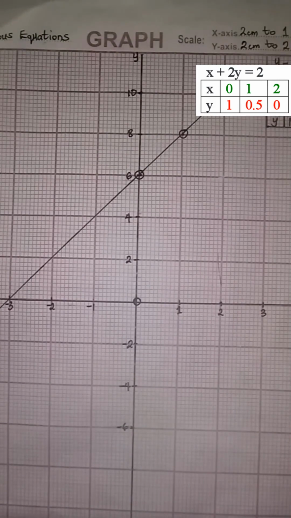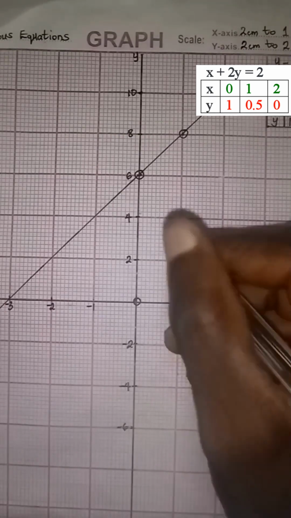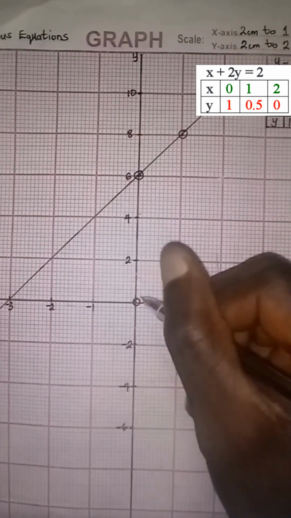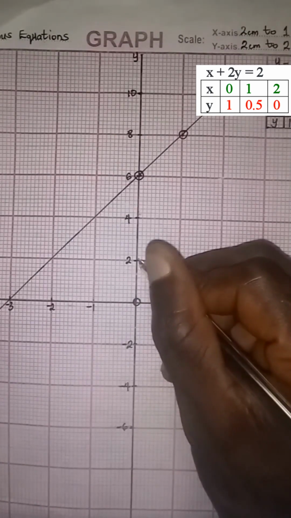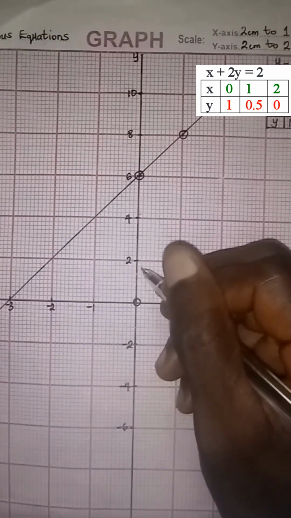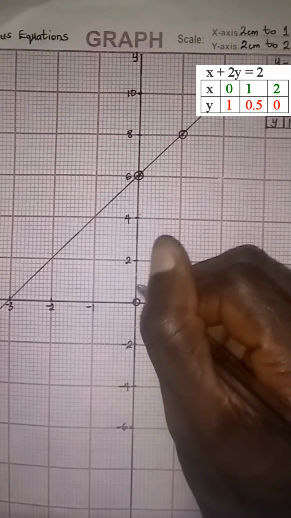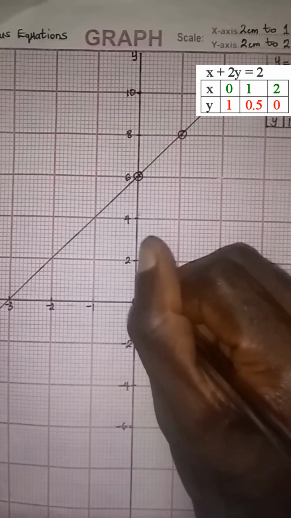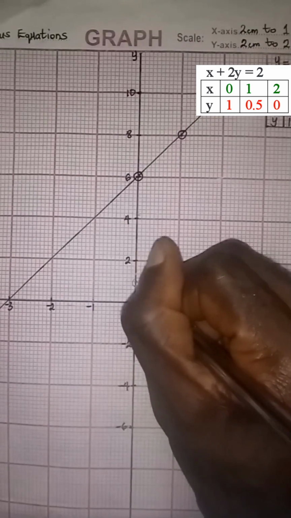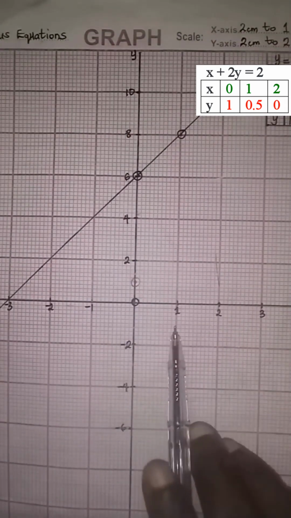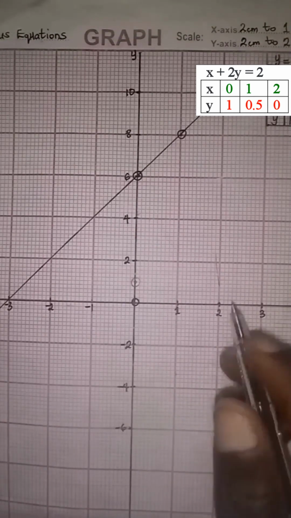Now the second equation, x plus 2y equals 2. Now when x is 0 here again, y is 1. But based on the scale we are using here, 1 should be between 0 and 2. And there are 10 small lines between 0 and 2, so 1 is going to be on the 5th one. So this is the point for 1. Here is 1. When x is 1, y is 0.5.